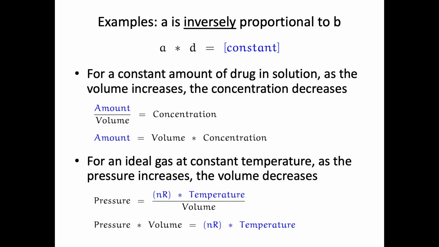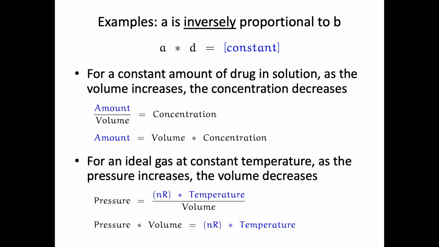In this example, it says for a constant amount of drug in the solution. So if we don't add any more drug, the amount of drug doesn't change, but we increase the volume, if we dilute and add more water to the same amount of drug, the concentration will not stay the same. The amount of the drug in this case is the constant. What's changing is the volume. And as volume increases, then concentration decreases. It's inversely proportional. So if the amount of drug doesn't change, but the volume increases, to get that same constant, you have to have a decrease in the concentration. So concentration and volume are inversely proportional.